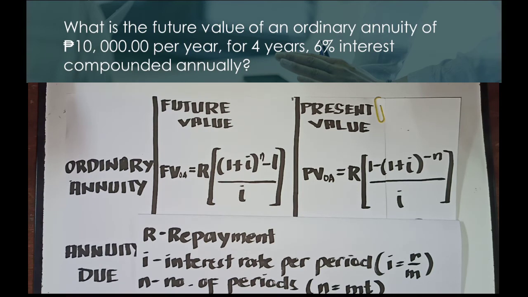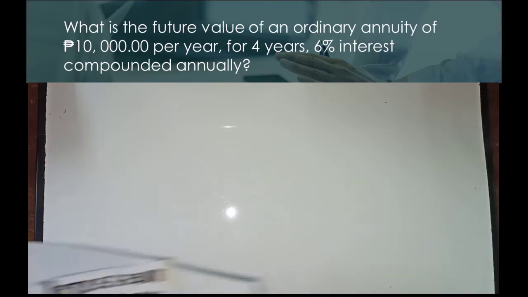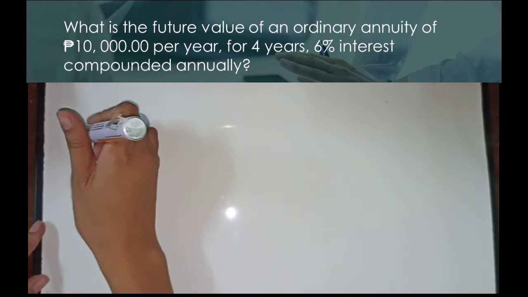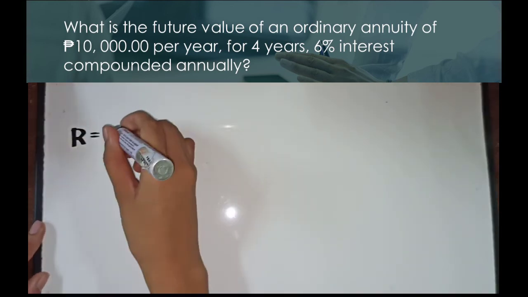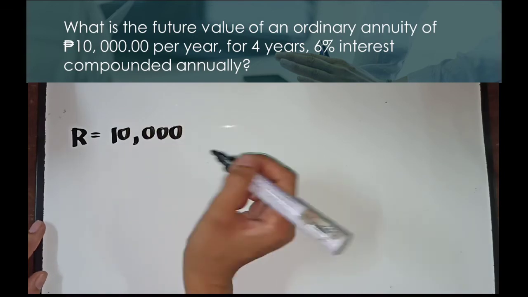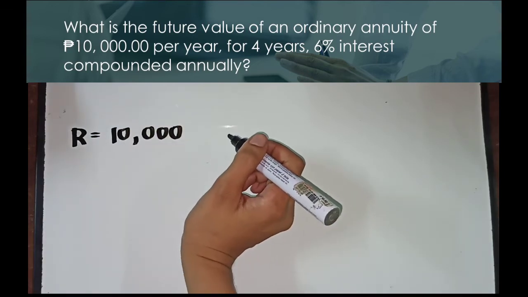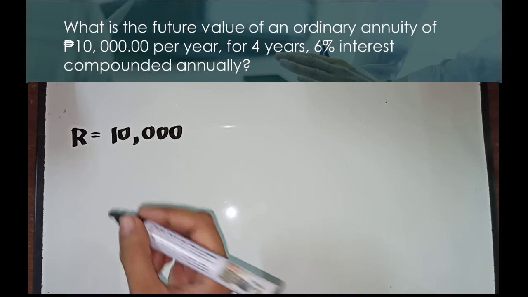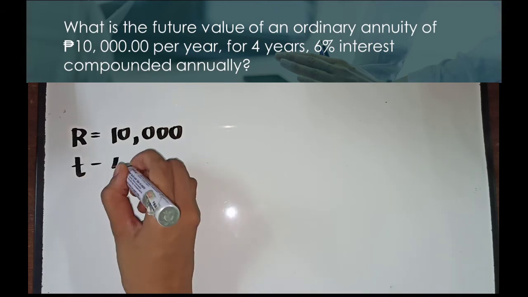Again, what is the future value of an ordinary annuity of 10,000 pesos per year for 4 years, 6% interest compounded annually? So, the first step is alamin natin ano-ano ba yung given. We have this 10,000 pesos. This is the repayment. And next, we have this 4 years. Yung 4 years, this is the value of your T.